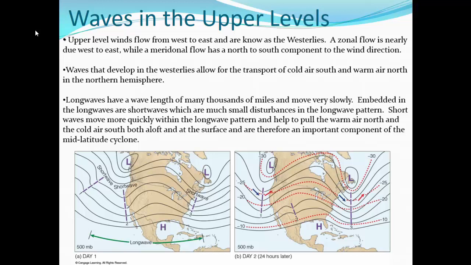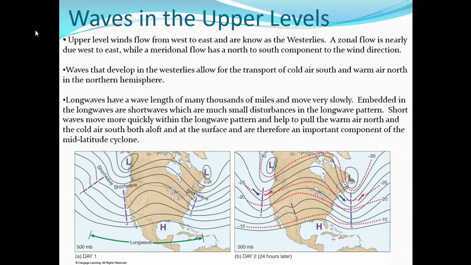Now, embedded in the long waves are these little short waves, or just disturbances, and they move more quickly, but they also move within the long wave pattern. And as those short waves move into the long wave pattern, you can see that in the illustration on the left, they tend to deepen troughs, making the troughs dig deeper. You can see that from day 1 to day 2, where that short wave way out over the Pacific digs into a trough, and by day 2 we've got a nice deep trough over the west coast of the United States.